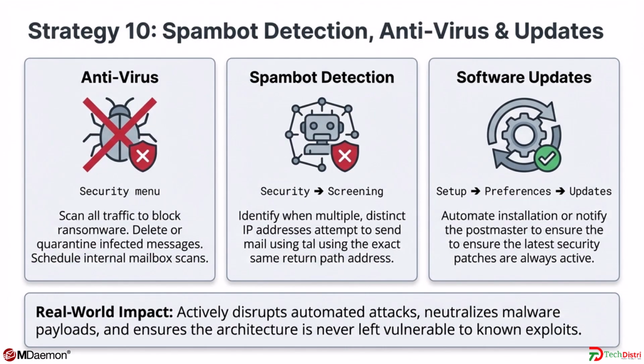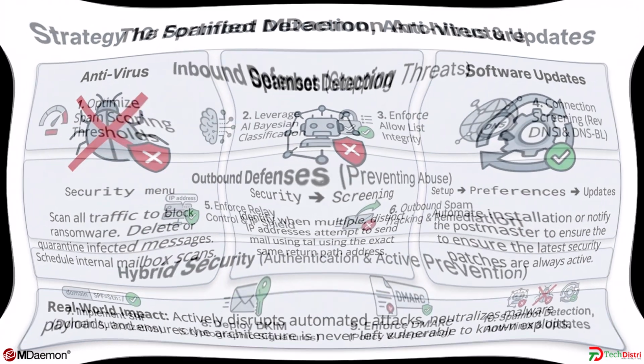The final strategy focuses on active threat detection and system maintenance. Enable antivirus scanning in the security menu to inspect incoming messages for malware. Next, activate spambot detection under security screening. This feature identifies patterns typical of automated spam campaigns, such as multiple IP addresses attempting to send mail through the same return path. Finally, enable automatic software updates under Setup, Preferences, Updates. Keeping the server updated ensures protection against newly discovered vulnerabilities.